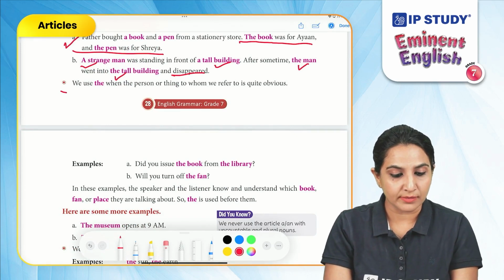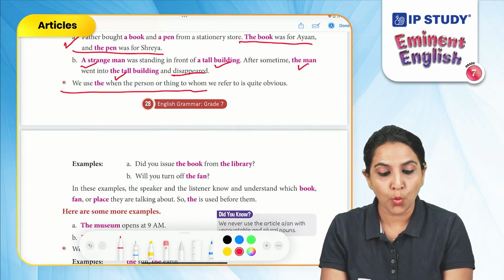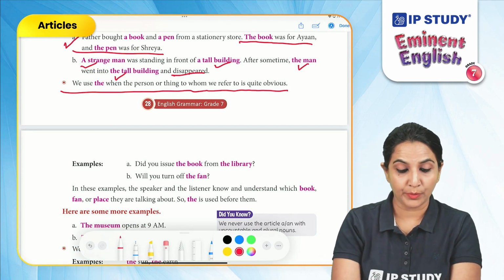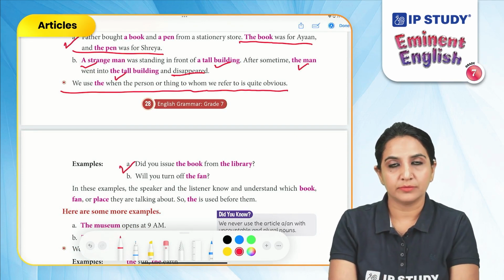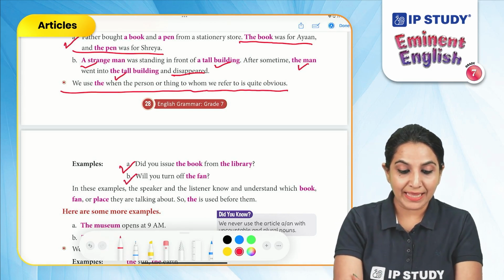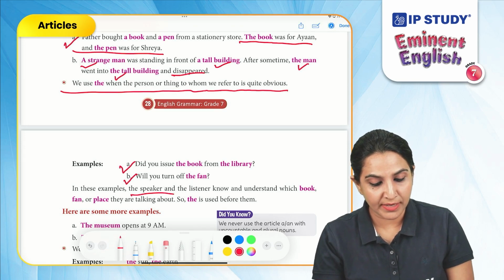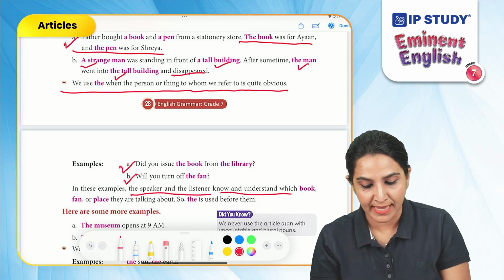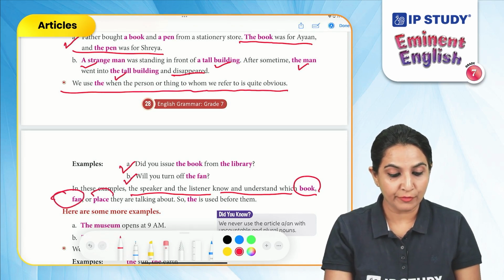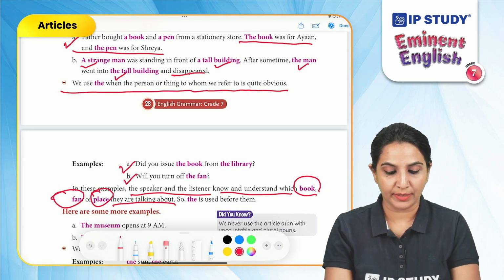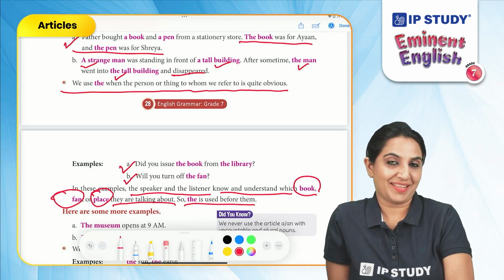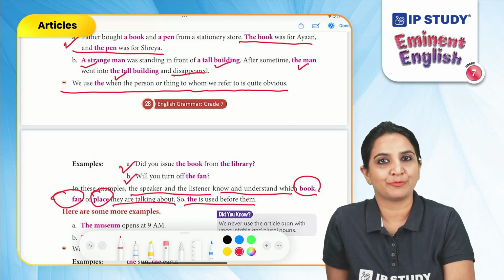We use the when the person or a thing to whom we refer is quite obvious. For example, did you issue the book from the library? Will you turn off the fan? In these examples, the speaker and the listener know and understand which book, which fan, which place they are talking about. So, the is used before them. Let's look at some more examples for our practice.